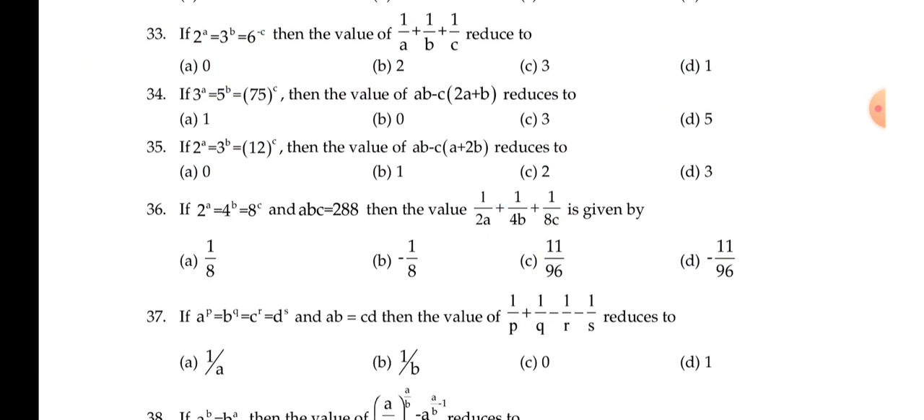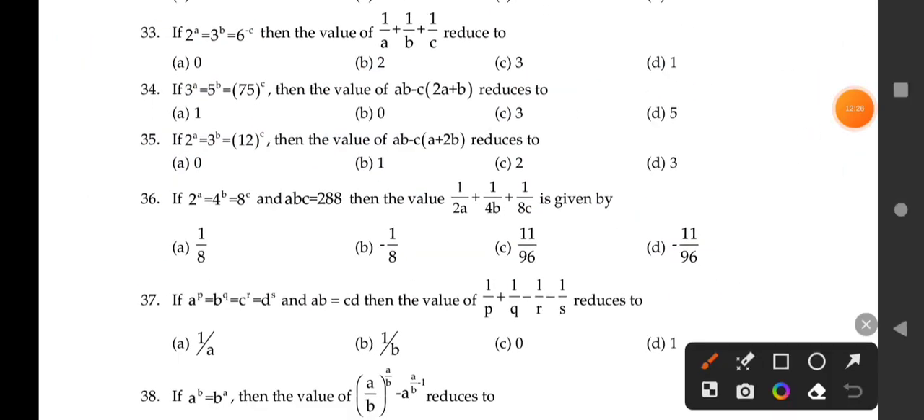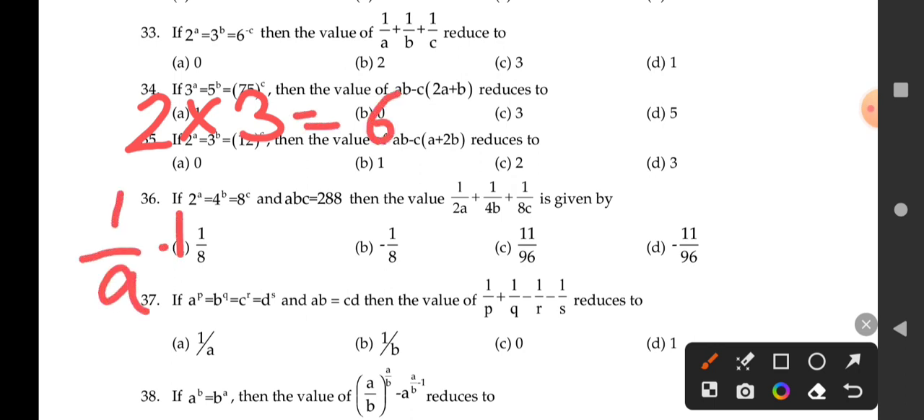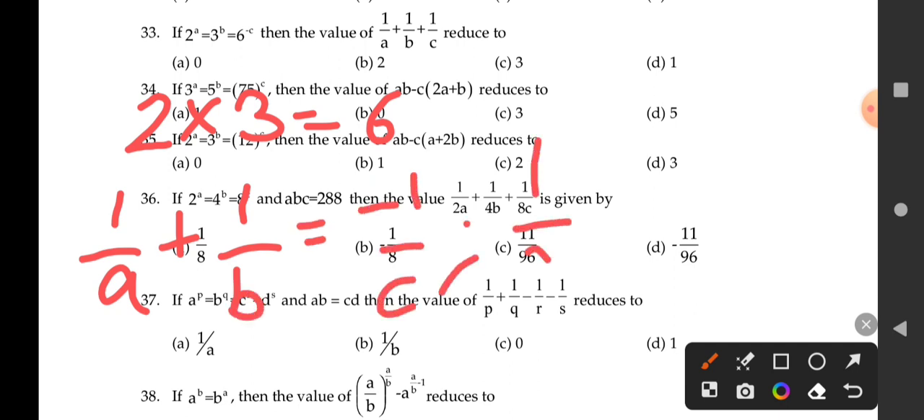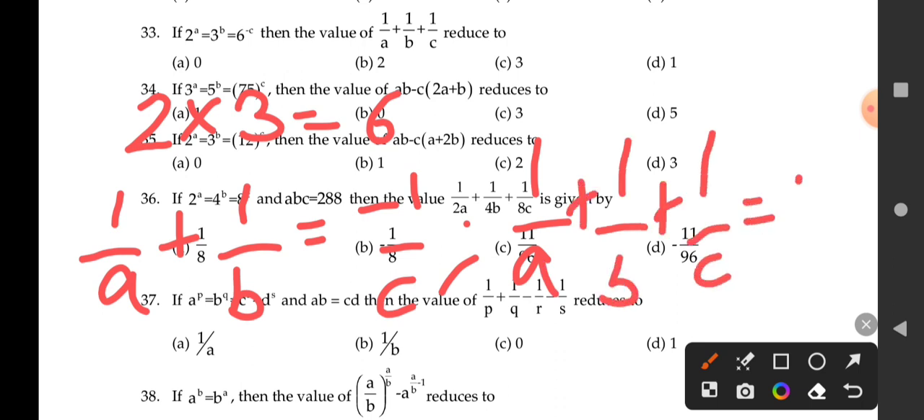Next question, question 33 again. Similar. I'm going to directly solve this. 2 into 3 is 6. So we have 1 by a plus 1 by b is equal to minus 1 by c. So we have 1 by a plus 1 by b plus 1 by c is equal to 0. Option number A.